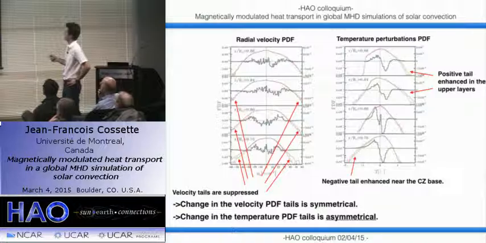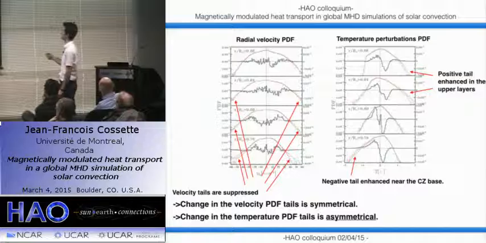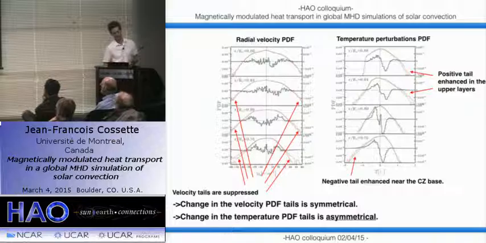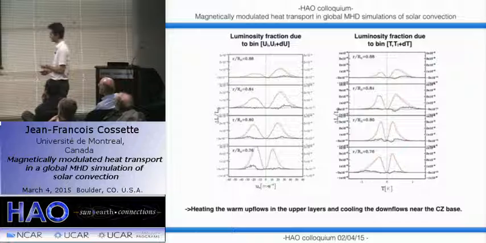You get enhanced heating of the upflows, which correspond to the positive perturbations, in the upper parts of the convective layer here, whereas you get no significant change in the downflows, in the cool elements. The opposite thing happens deeper down in the layer, where you get cooling of the, well, you get more negative flux values. And so here you have a change that's pretty symmetrical in the velocity PDF, whereas the change in the temperature perturbation PDF is asymmetrical as you go from top to bottom of the domain.